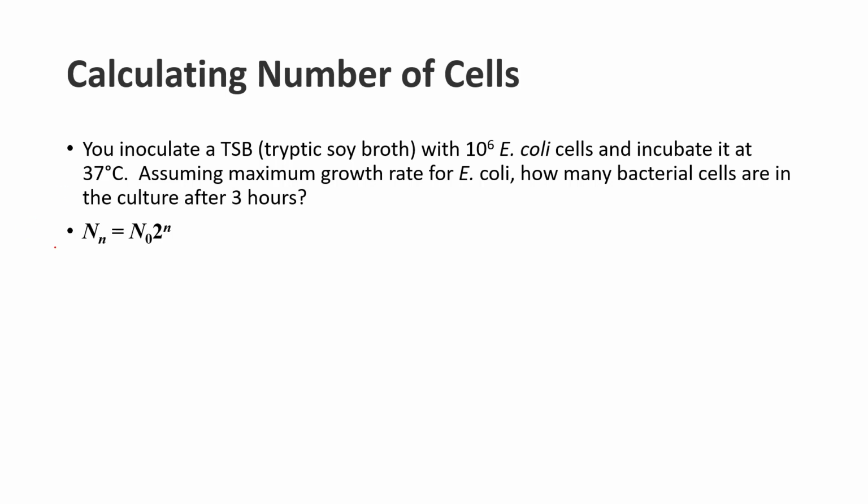For example, N naught represents the number of cells, or we could say number of CFUs, colony forming units, aka cells, that you start with, so at time 0, at t equals 0. The n is the number of generations. Come back to that in just a minute. And then, of course, what you're looking for is N sub n, which is the number of cells, or CFUs, after n generations.